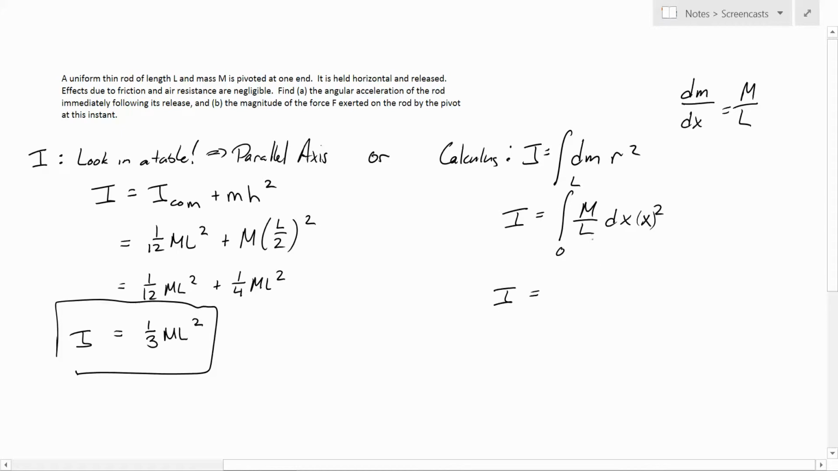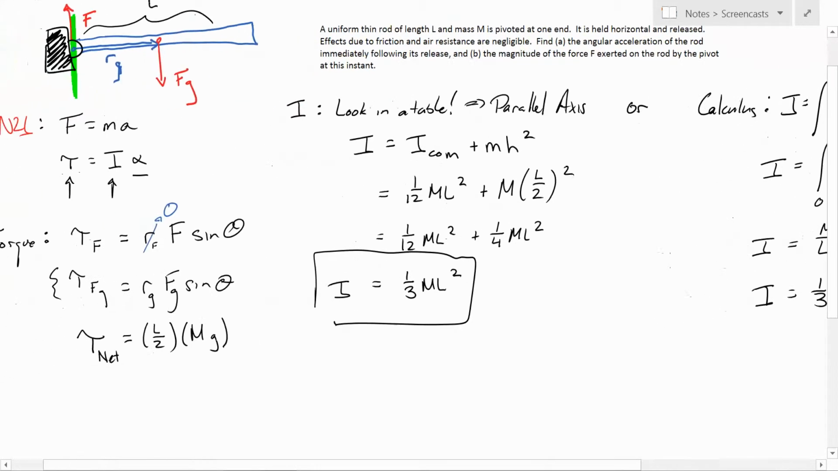So if we carry out this integral, m over L comes out. I integrate x squared dx. I get 1/3 x cubed from 0 to L, which would be, shockingly enough, 1/3 mL squared. Good thing they both equal the same thing. That would have been really annoying if they didn't.